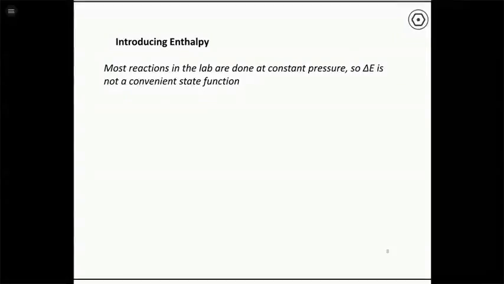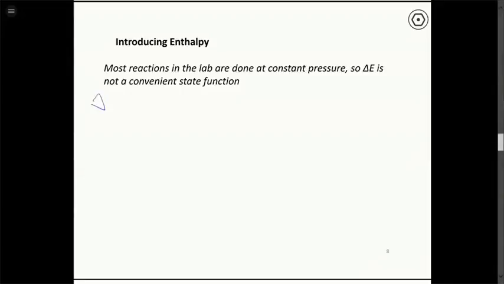That's a little bit inconvenient to have to do every time, measuring both Q and W independently to get delta E. And the reality is that most reactions in the lab are done at constant pressure. So we can define a new state function that allows us to just measure heat and relate that to that state function. So our change in energy is Q plus W.